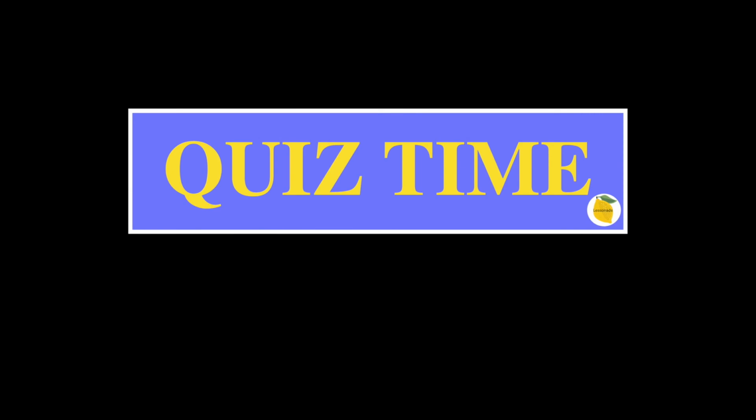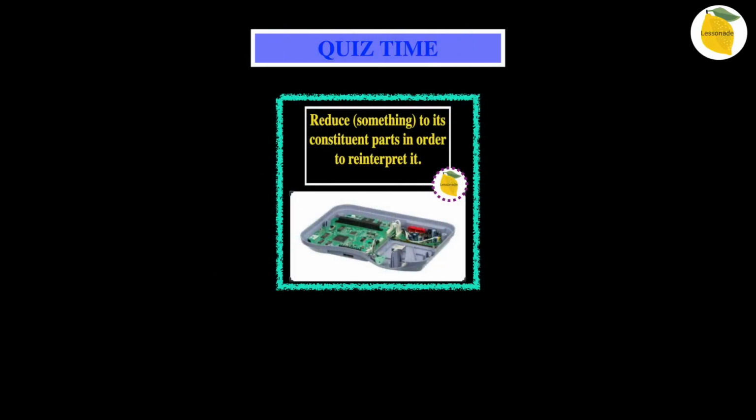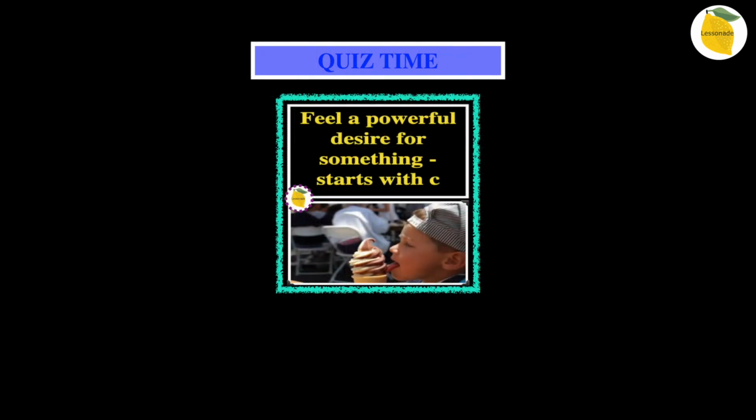Now, let's move to quiz time to see how much we have learned. So the first one we have is reduce something to its constituent parts in order to reinterpret it. In this picture, we can see an electronic appliance that has been broken down into pieces. Let's move to the next one. Feel a powerful desire for something starts with C. In this picture, we can see a boy obviously feeling a powerful desire for the ice cream he's having. Let's move to the next one.